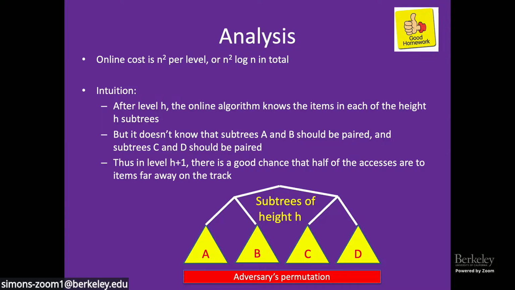And then if you think about it a little bit, on each iteration as you go through this, what information is revealed to the online algorithm? It knows what the various subtrees are, but at this level you might know that these are the 4 subtrees, but it has no way of knowing that C and D are siblings, or A and B are siblings. It just as likely could be that B and C are siblings, or A and D are siblings, from the online algorithm's point of view. So it doesn't know how to organize the memory. Okay?